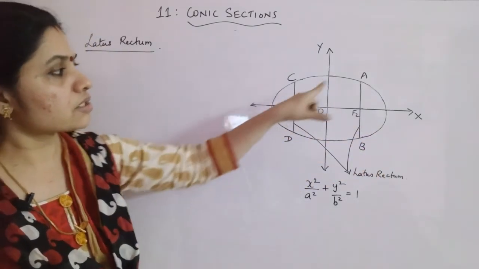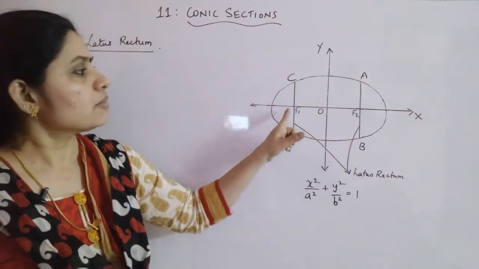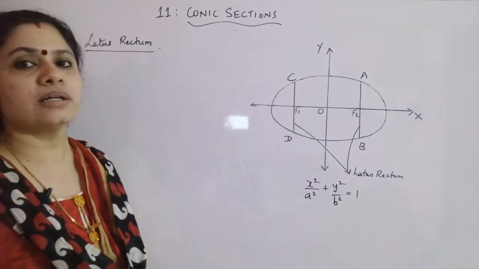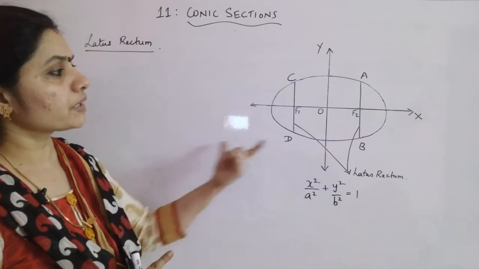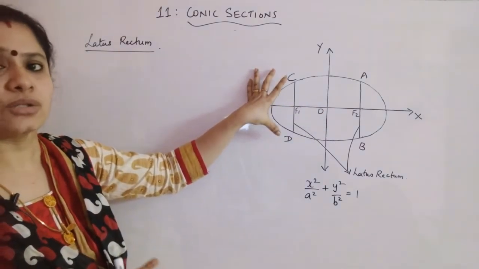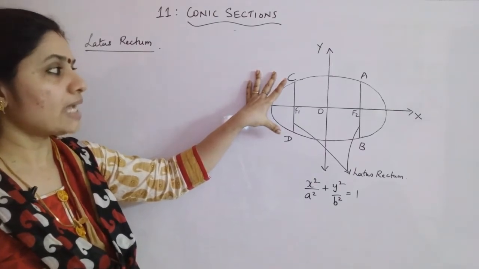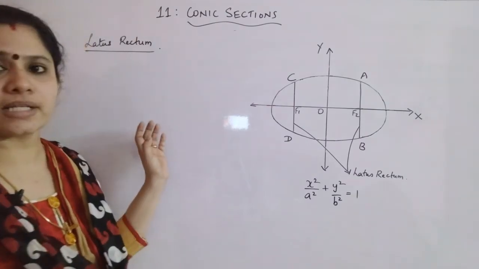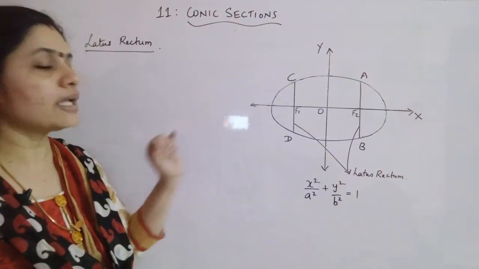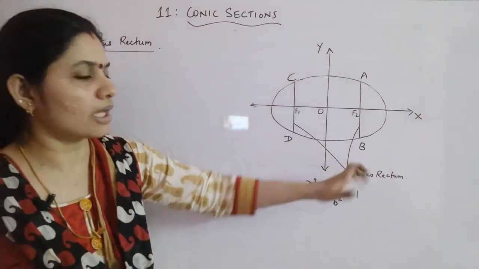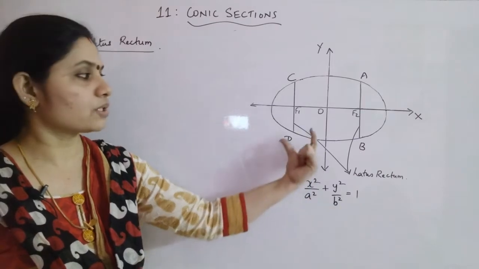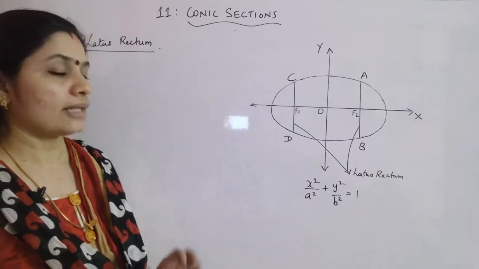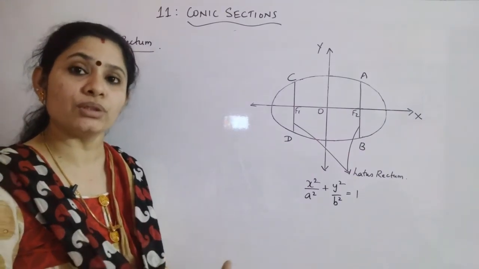That means either this or that, both are passing through a focus, so both are latus rectums. Both will have the same length also. So it is a line which is perpendicular to the major axis, passing through any one of the foci, and its end points should lie on the ellipse. That is the definition of latus rectum for the ellipse. Here CD and AB both are latus rectums, and this is the equation of the ellipse: x square by a square plus y square by b square equal to 1, and the latus rectum's length is not changing for both orientations.